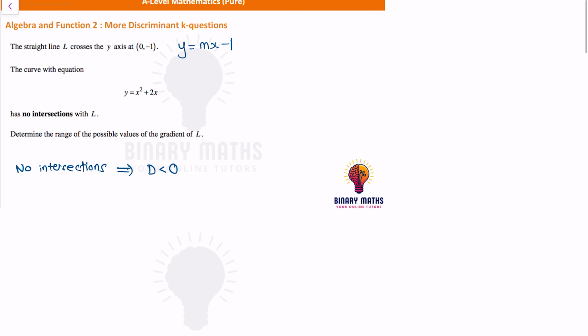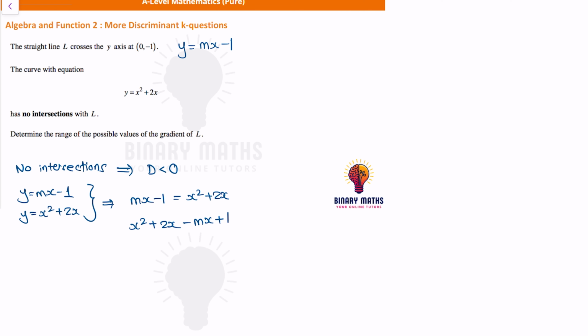Okay, so we've got y = mx - 1. Here's the equation of our line. We've got y = x squared + 2x. Because they both have y as the subject of the formula, we can equate the two. So we get mx - 1 must be equal to x squared + 2x. Let's move everything to the right hand side. So we end up getting x squared + 2x - mx + 1 = 0.